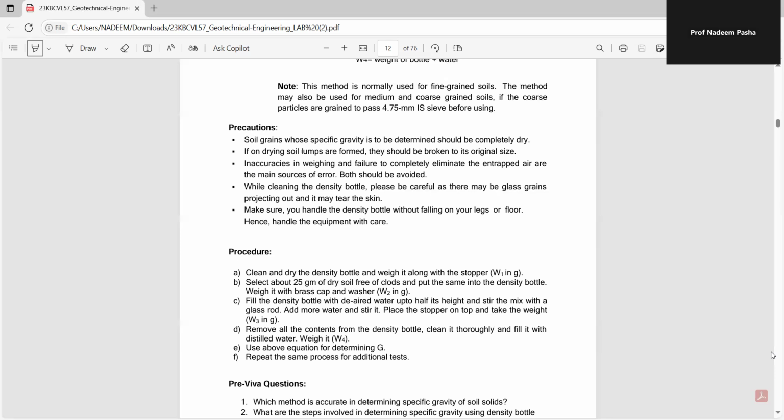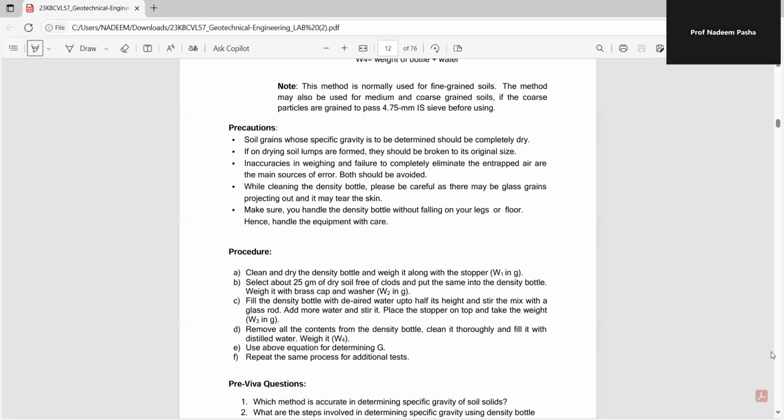What are the steps involved in determining specific gravity using the density bottle? Once again I will repeat it, you just listen. First, you have to clean the density bottle, dry it, and take the weight of it with the stopper. That will be W1 gram. Next, you have to take 25 gram of dry soil, which is free from lumps, and insert it into this density bottle. And again, you have to take its weight. That will be W2, along with brass and cap.